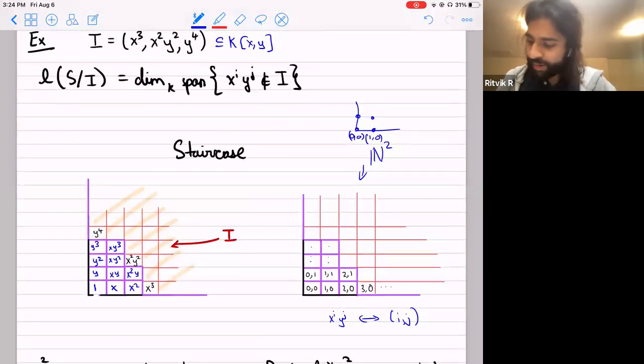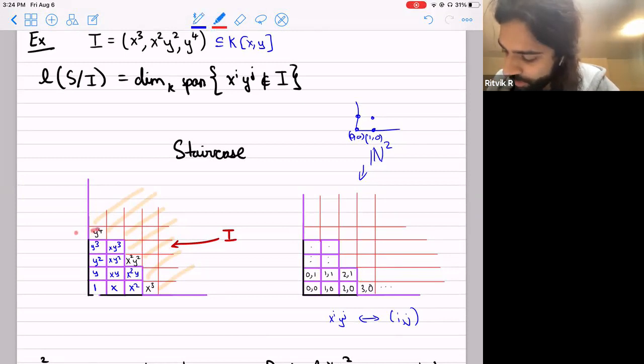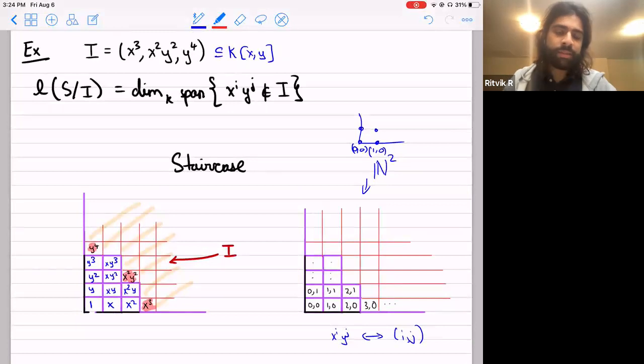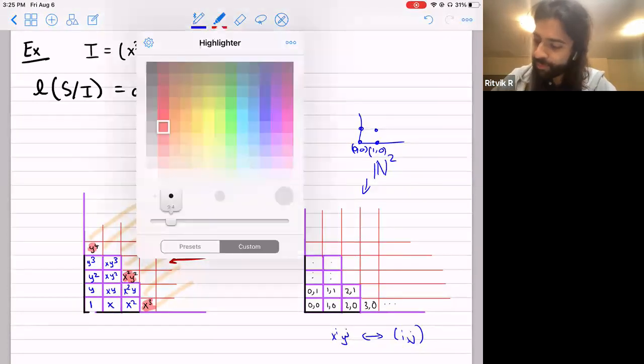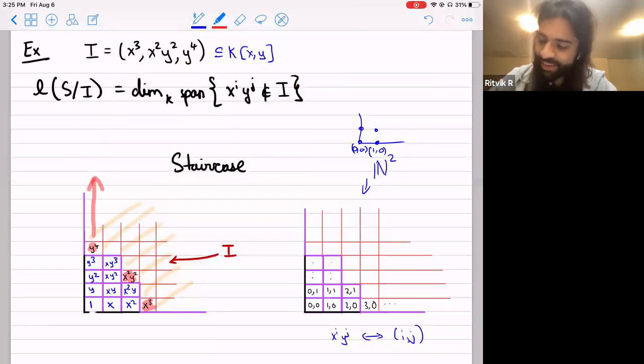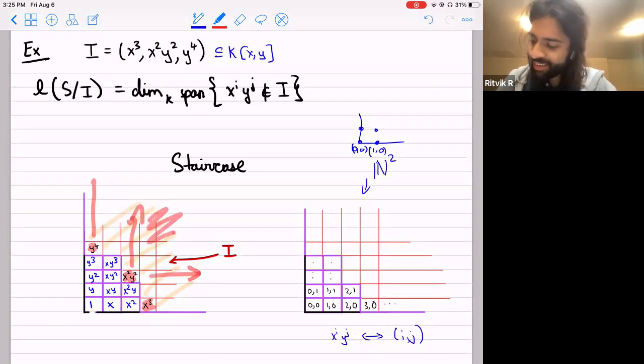Where does the ideal fit in this picture? Well, you first put the generators of the ideal, which is what I have here, y to the 4. Then I put the other generator, x squared y squared, and I put the third generator, x cubed. Being an ideal means that if you multiply by x and y, you're still in the ideal. So anything here is in the ideal, anything here is in the ideal, anything here is in the ideal. Similarly, anything here and here, in this quadrant above that generator, is in the ideal.